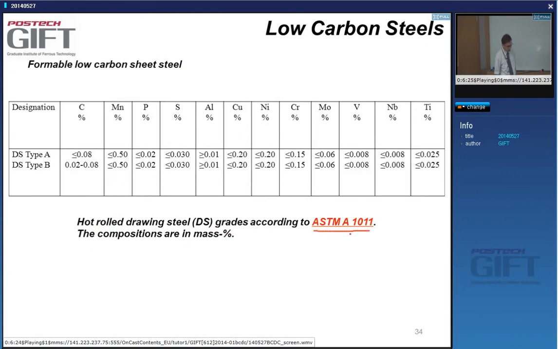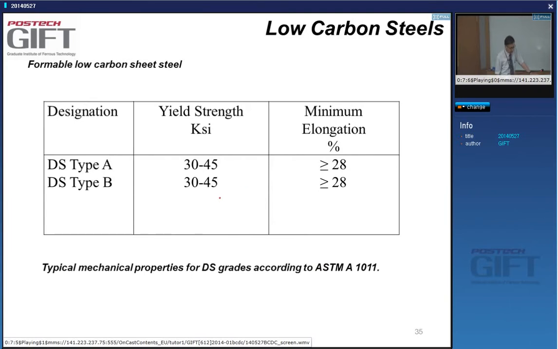In the US, typical grades here, you have drawing steel, DS type A and type B. Again, low carbon contents, low values. Again, these are low carbon steels, they're not IF steel, right? So you're looking at 200 to 400 ppm carbon typically. Low manganese, less than 0.5. Low, where is silicon here? I don't have silicon, but that's low too, less than 0.1. Okay, so it's very little alloying at all, yes?